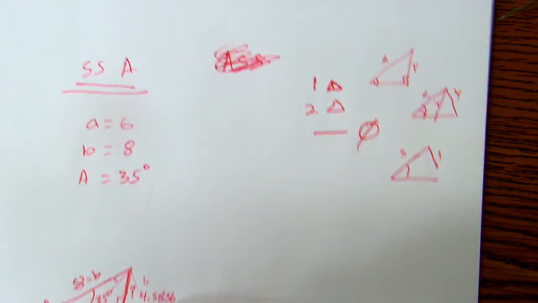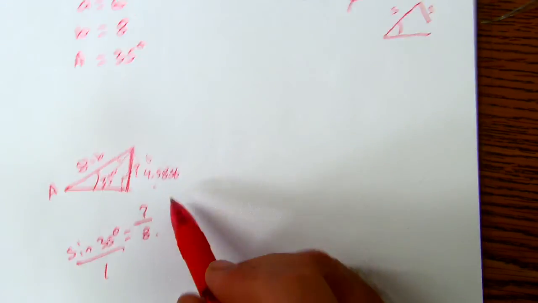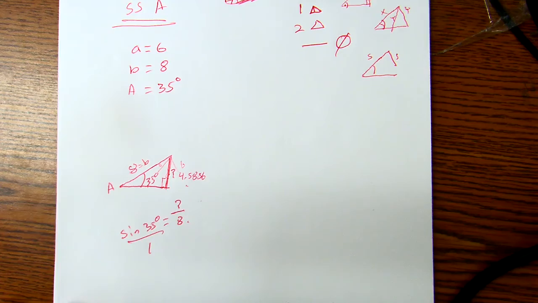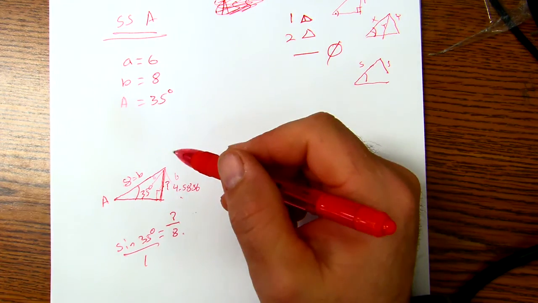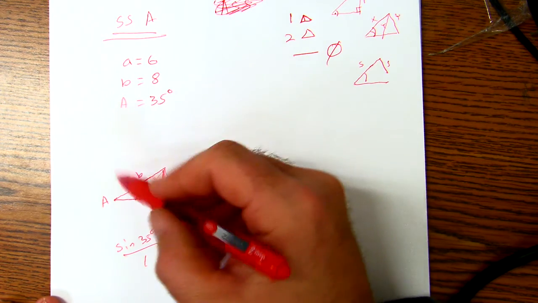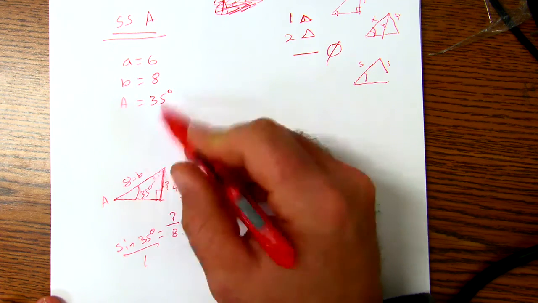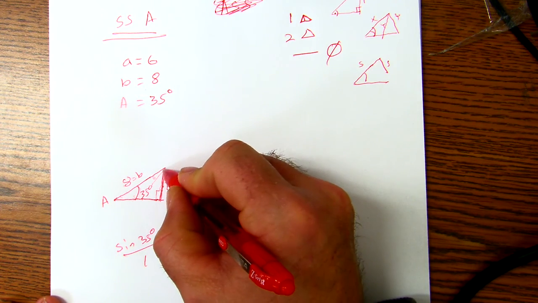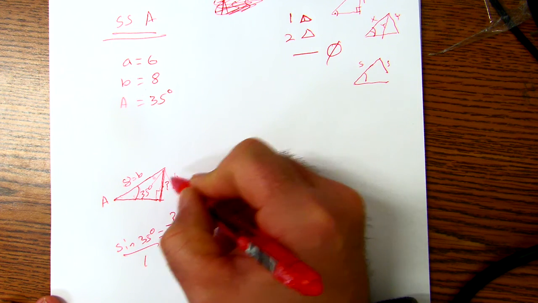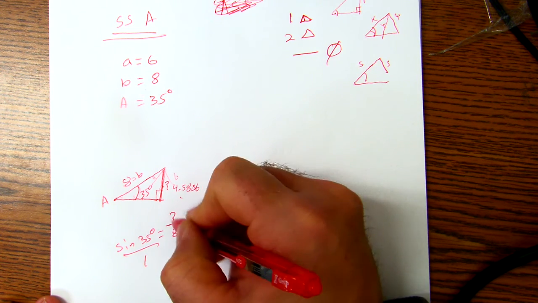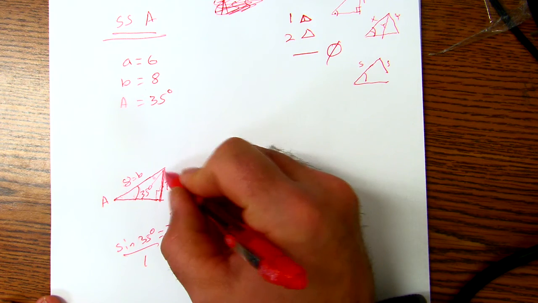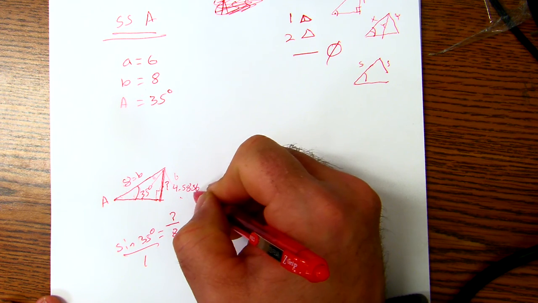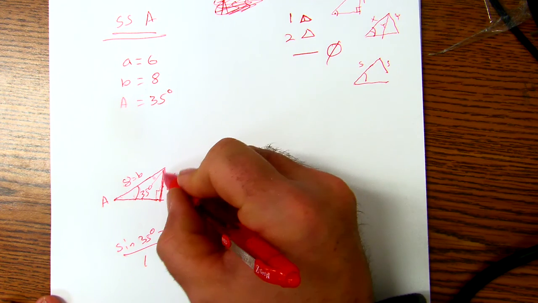Oh, sorry, guys. Let me go back. What I said is, I have angle 35 degrees, I have side B, which is 8, and I figure it like a perfectly right triangle. I set up sine of 35 equals the opposite over 8, and I found that if the side was 4.5886, it would be a perfect right angle.